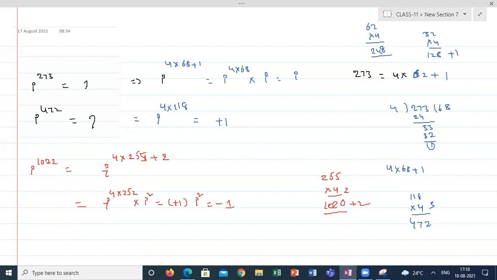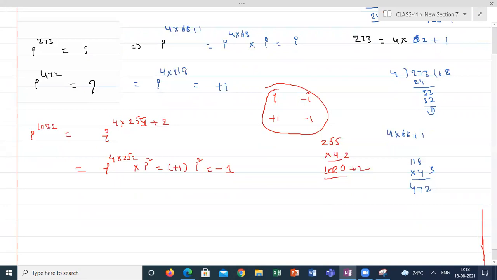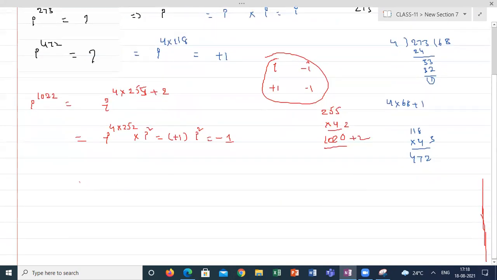Is it clear? So the possible answers are i, minus i, plus 1, minus 1. These are the 4 possible answers. Sir, actually I don't think we can use multiples of 2, because if we use multiples of 2 here we get the answer as plus 1. So if I'm using multiples of 2, how can I write this one? 1022 is divisible by 2, it will be 511.